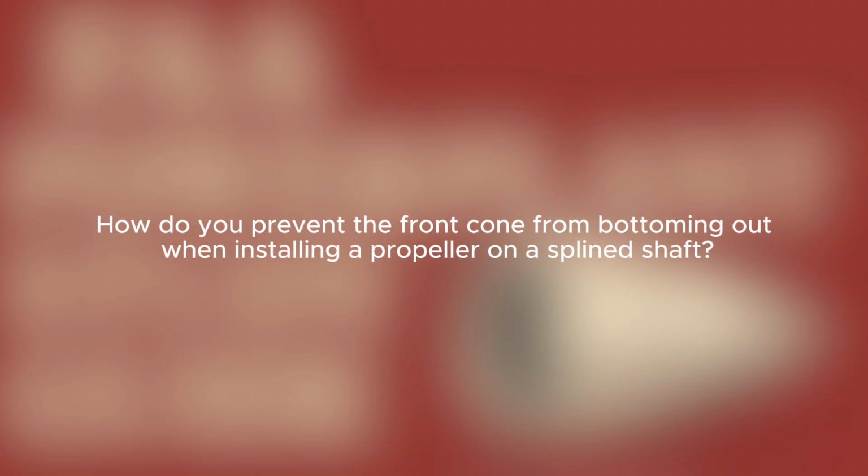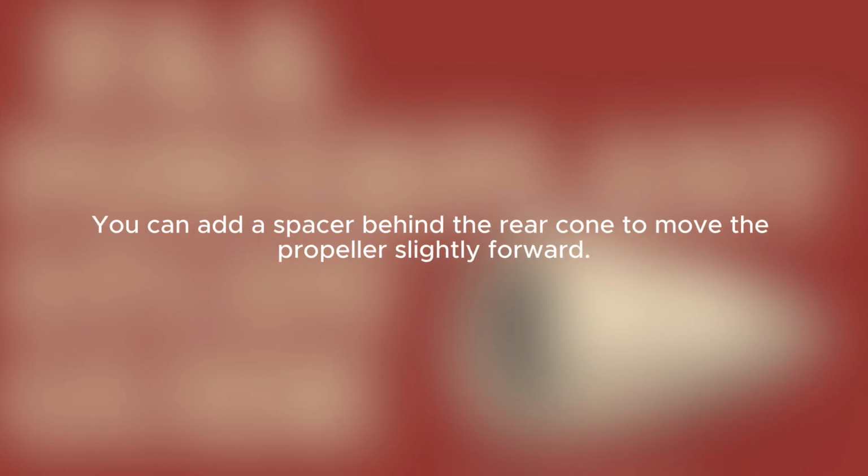How do you prevent the front cone from bottoming out when installing a propeller on a spline shaft? You can add a spacer behind the rear cone to move the propeller slightly forward.